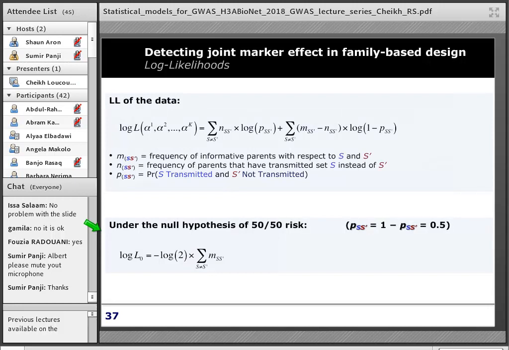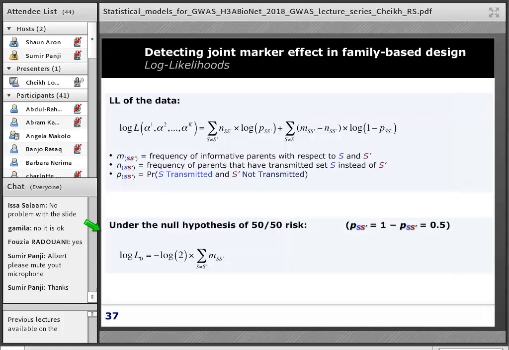So here it brings us directly to the multi-marker generalization. Here you have the same design, you have n independent trios, but you have several SNPs, several markers to test at the same time. So instead of testing the transmission of one allele, you are testing the transmission of a set of alleles here. We just put it, let me move the arrow. So here you are testing the count: the number of times allele 1 is transmitted instead of allele 2 is replaced here by the number of times the set S is transmitted instead of the set S prime. This is the M_SS', and here is N_SS', and the probability of transmitting the set of alleles S instead of S prime is also here. And you have the same formula of the likelihood here and the log likelihood under the null hypothesis of 50-50 risk of transmission of a set of alleles, and it is here.